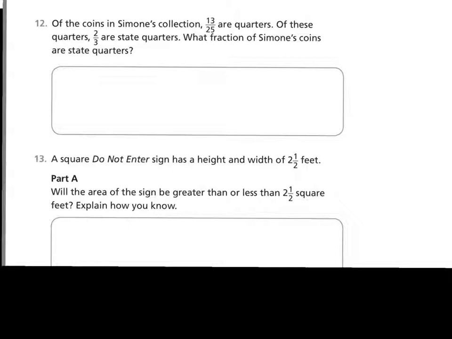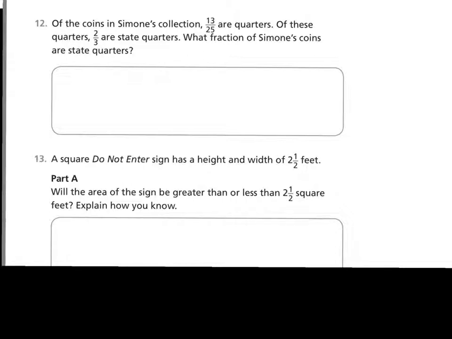Question number 12. Of the coins in my collection, 13/25 of those are quarters. Of these quarters, 2/3 are state quarters. What fraction of my coins are state quarters? Now, of the coins in my collection, 13/25, which is really close to 1/2. If that 25 was just one more, 26, we would have a half. So half of my collection almost is quarters.